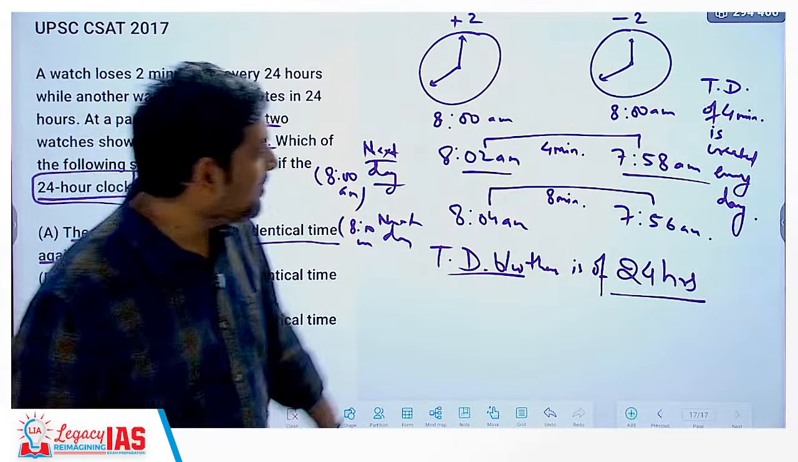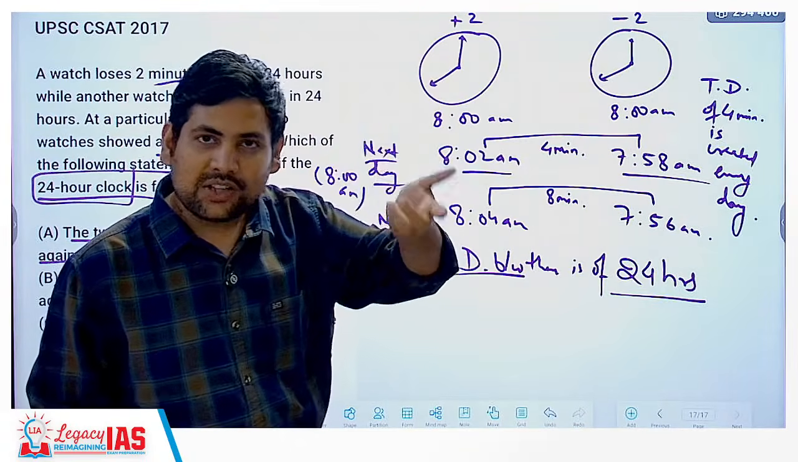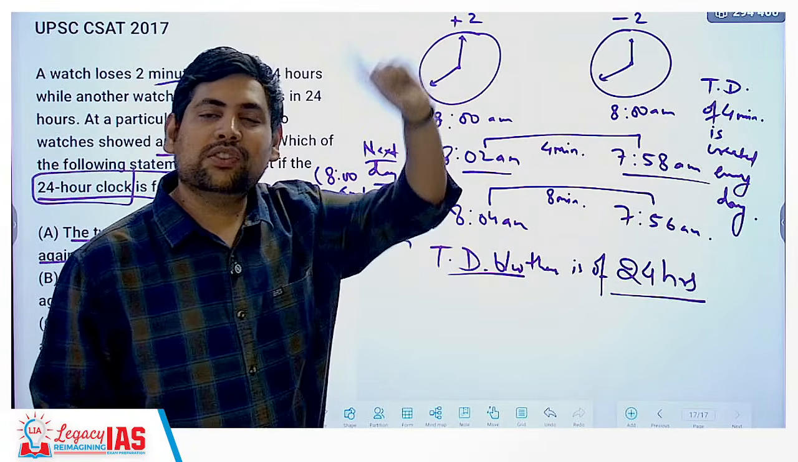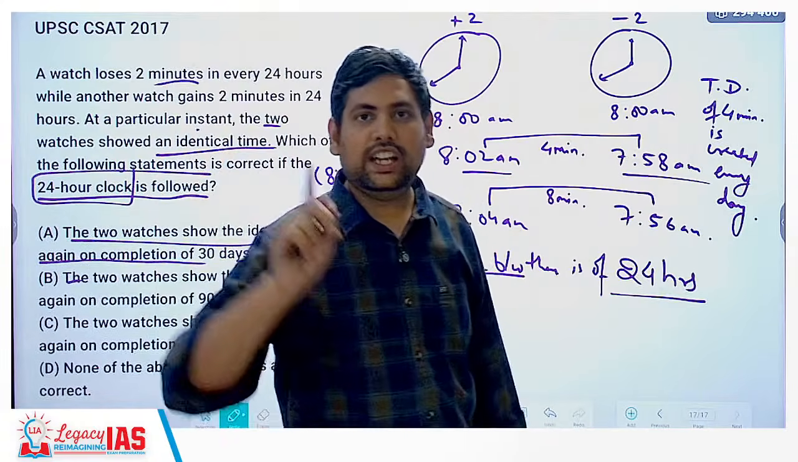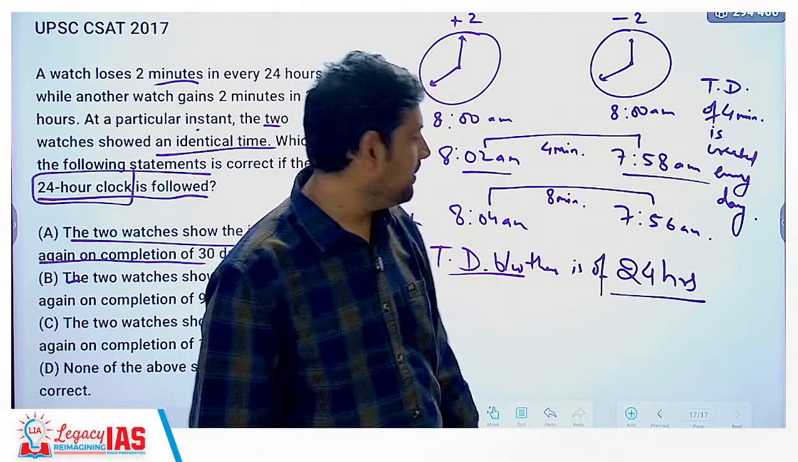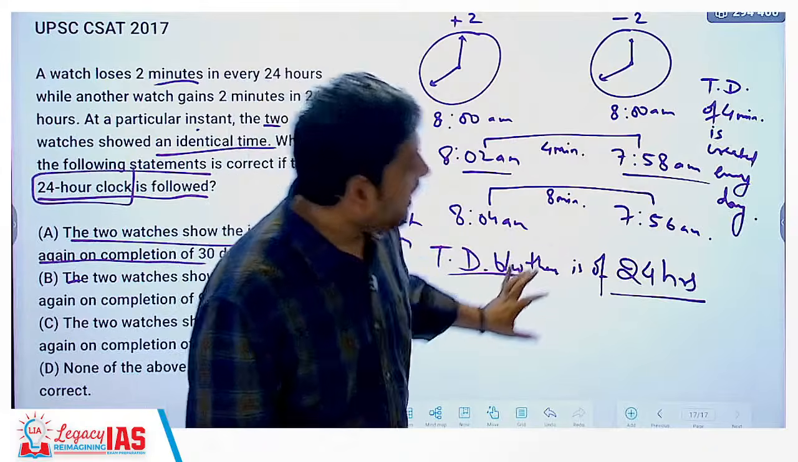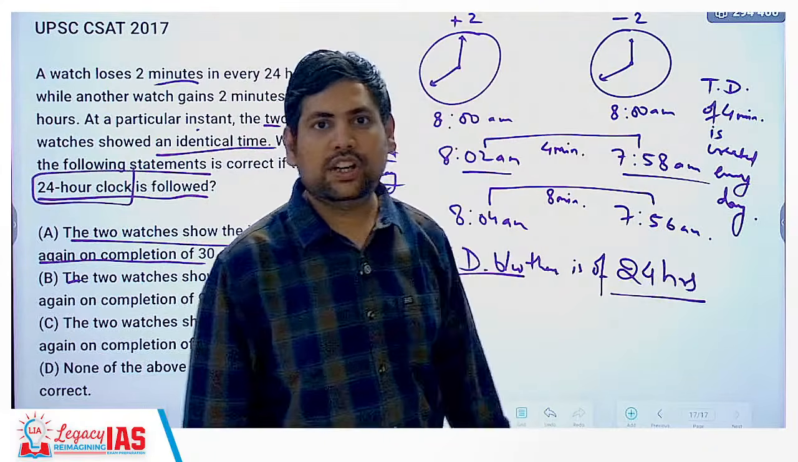This is the only possibility. Then only what can happen? The faster clock will be showing, of course the days are not shown, 8 a.m. Wednesday, while this one will show 8 a.m. Tuesday. Correct? Then only they can show the same time. There is no other way. They cannot meet in between. So basically, you have to create a time difference of 24 hours.